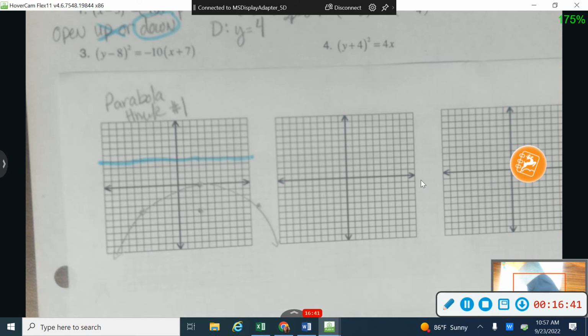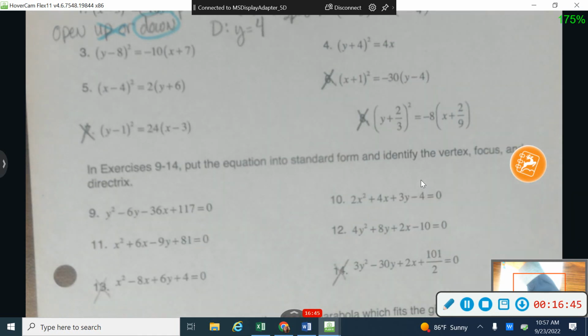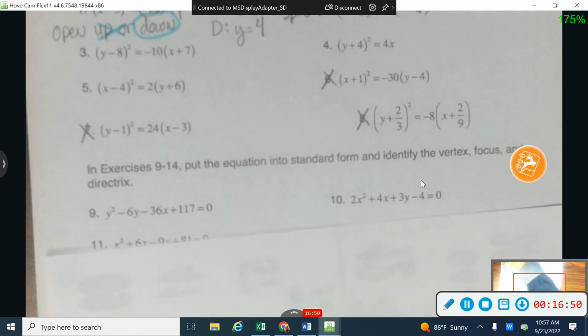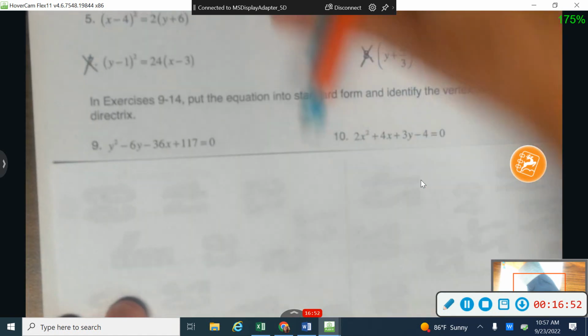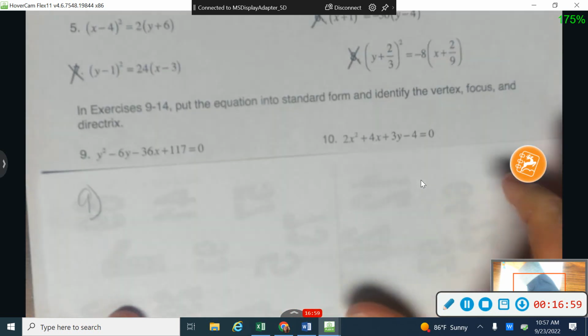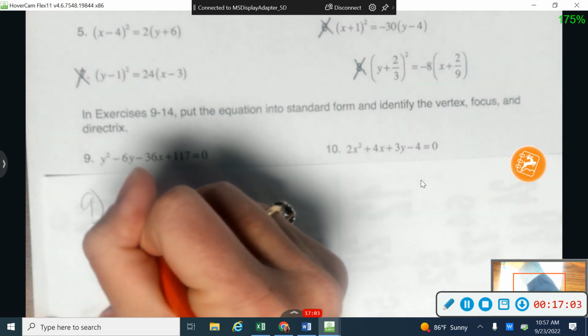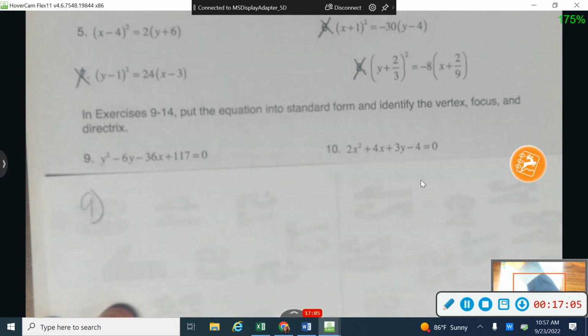Okay, one more. Let's go take a look at number 9. So number 9, we're going to start with changing into standard form, very similar to how we changed into standard form with the ellipse and the hyperbola and the circle. The biggest difference on this is that I only have the 1 squared term. So I'm only going to need to complete the square with one of my variables. So on number 9, I only need to complete the square with y.